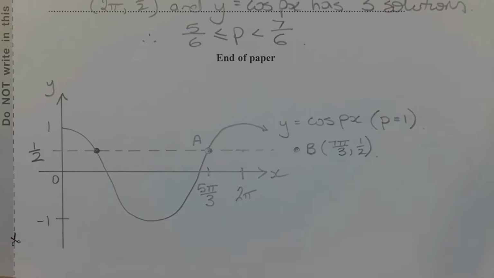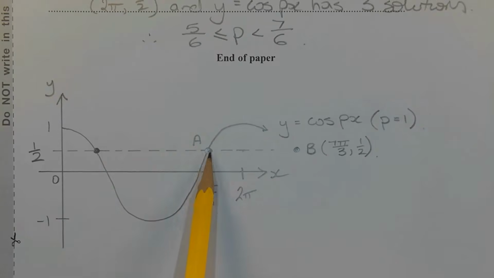I've sketched the graph y equals cos px for the purposes of this explanation, where p is equal to 1. In other words, it's the graph of y equals cos x. And we're interested where the graph cuts the line y equals 1 over 2. In other words, we're solving the equation cos px equals 1 over 2. In this particular instance, where p is equal to 1, we can see that there are exactly two solutions in the interval x greater than or equal to 0 and less than or equal to 2 pi. So the graph cuts the line y equals 1 over 2 here and here.